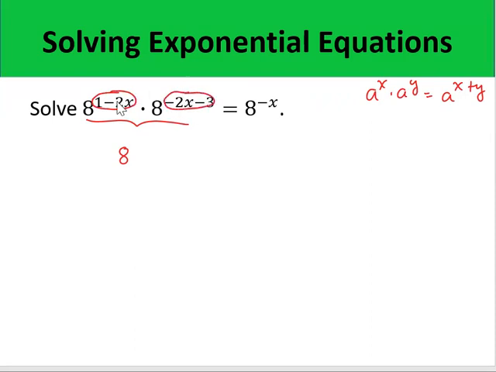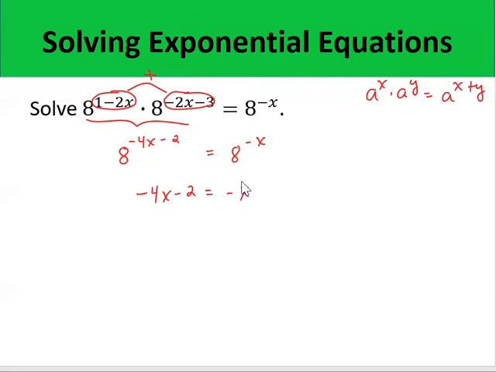exponents. So adding these two exponents, now we get negative 2x plus negative 2x is negative 4x. And then positive 1 added to negative 3 is equal to negative 2. And then the right side, we have 8 raised to negative x. So our equation now has the same base for left and right sides. So by the one-to-one property, we can just equate their exponents.